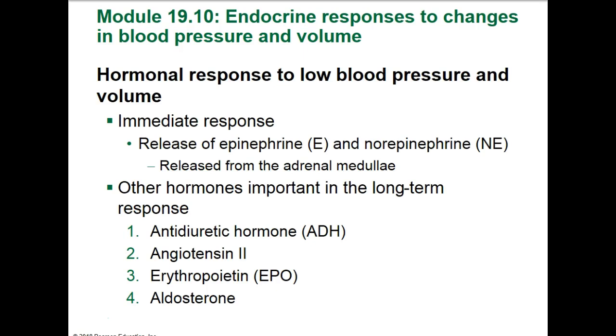So let's say we have low blood pressure and volume. The immediate response is release of epinephrine and norepinephrine. They're released from the adrenal medulla. We also have other hormones released though. Antidiuretic hormone, angiotensin II, erythropoietin, aldosterone. Hopefully those terms are not new to you.